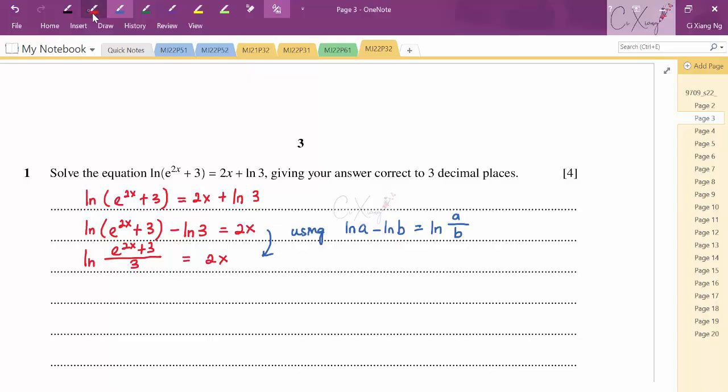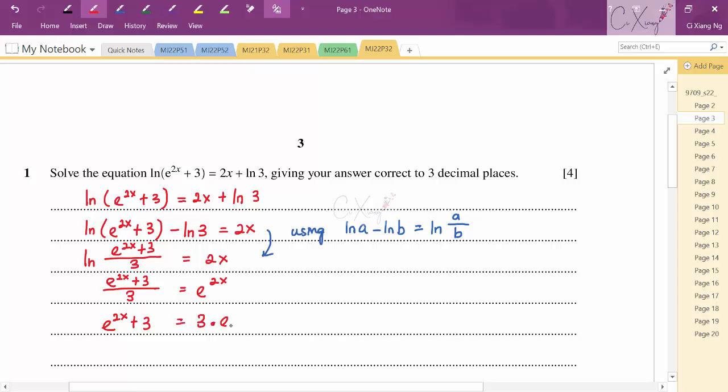Then we bring the base of the ln over. The base of ln is e, and therefore we have e power 2x. For the left hand side, we left only this fraction. Now we move everything together and group all the e2x together, so I'm having 3 multiplied with e2x.